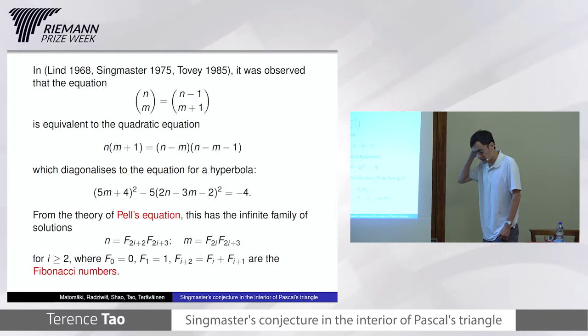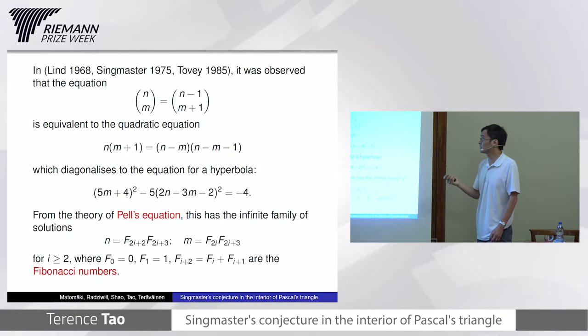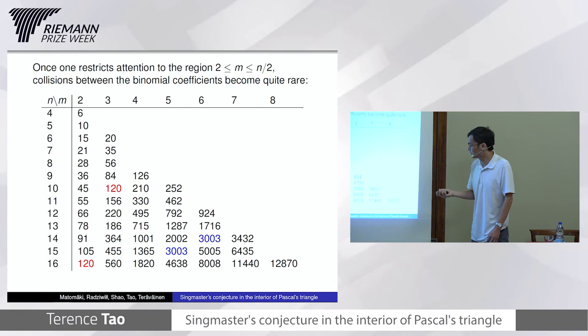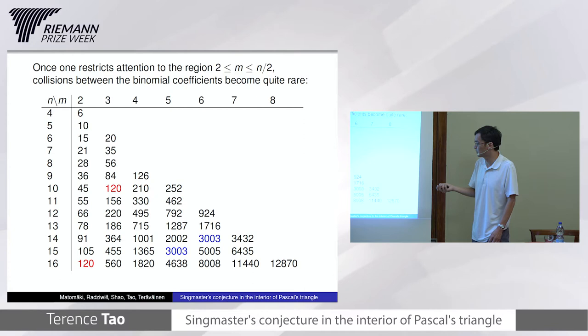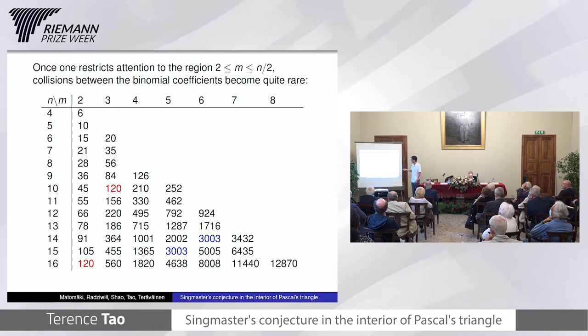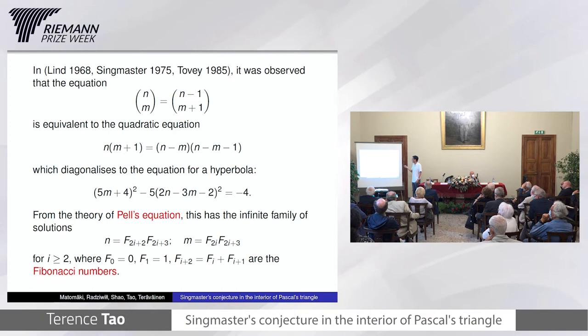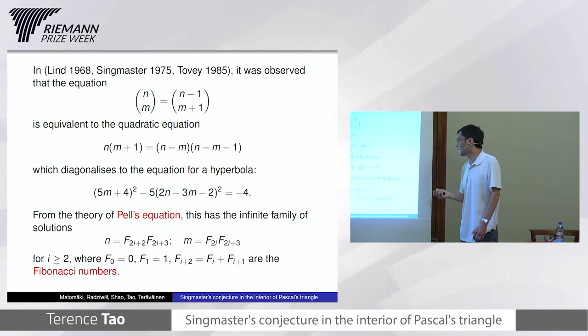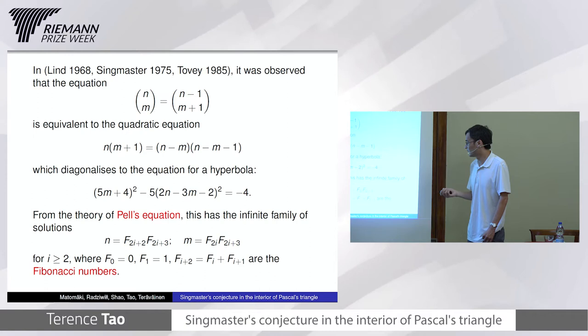There are still some. A couple of mathematicians, Lind, Singmaster, and Tovey, observed that these two repetitions appear very close to each other in the table. The n here is just one larger than the n here, and the m here is one larger than the m here. So they studied collisions of binomial coefficients that were very close to each other. For this particular collision, you can cancel a lot of terms, and the equation simplifies to an equation that we do know how to solve. It's called Pell's equation. This equation has an infinite number of solutions. You can solve it using the Fibonacci numbers, of all things.